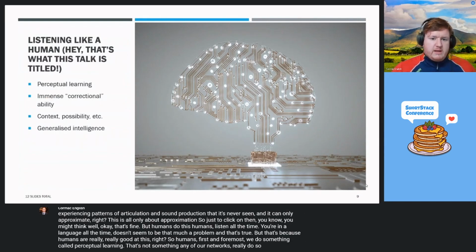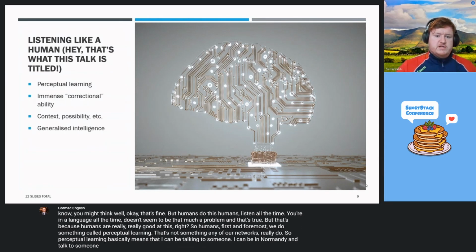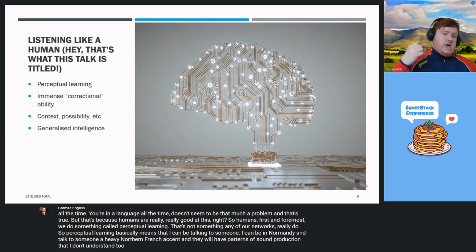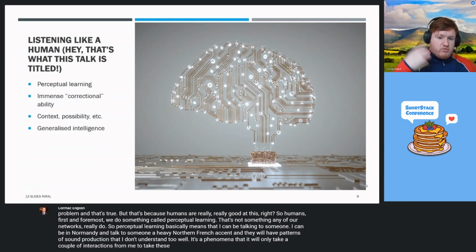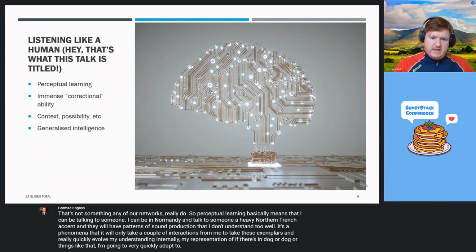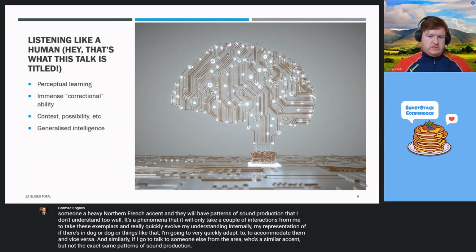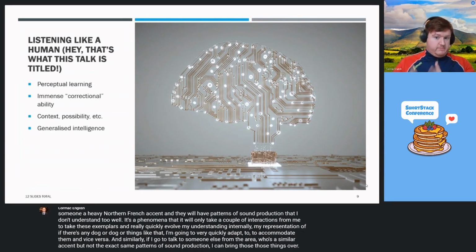So perceptual learning basically means that I can be in Normandy and talking to someone with a heavy Northern French accent, and they will have patterns of sound production that I don't understand too well. It will only take a couple of interactions for me to take these exemplars and really quickly evolve my understanding internally, my representation of if they're saying dog or things like that. I'm going to very quickly adapt to accommodate them, and vice versa. And similarly, if I go to talk to someone else from the area who has a similar accent but not the exact same patterns of sound production, I can bring those things over. So that's one thing, and we'll talk a little bit about that in a minute.